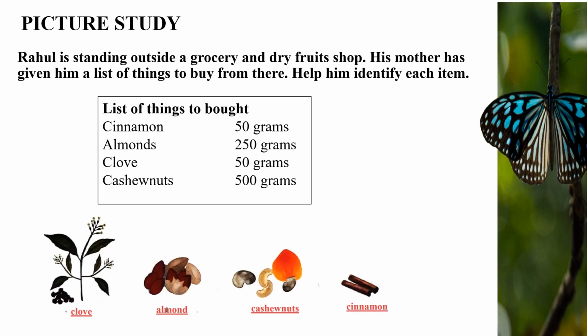Now, picture study. Rahul is standing outside a grocery and dried fruits shop. His mother has given him a list of things to buy from there. Help him to identify each item. The list of things to buy: cinnamon 50 grams, almonds 250 grams, clove 50 grams, cashew nuts 500 grams.